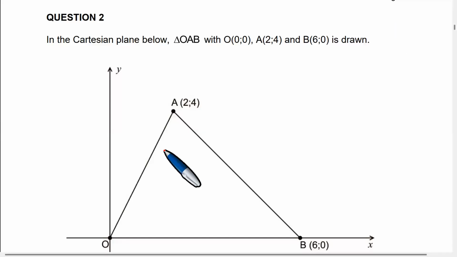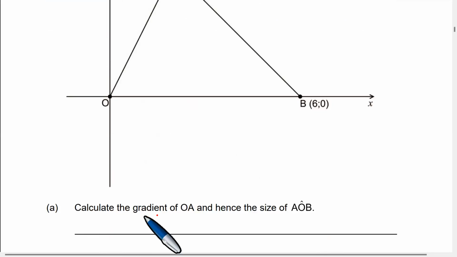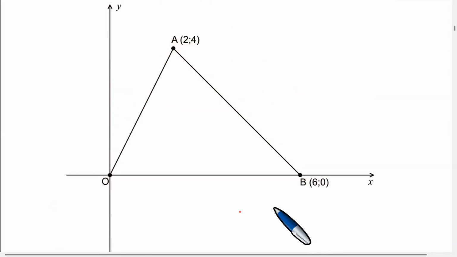We're beginning our discussion right now, and we are looking at the Cartesian plane below. Triangle OAB has vertices, O as the origin, A has those coordinates, and B those, okay? Calculate now the gradient of OA. We need the gradient of OA. What is the gradient of OA?